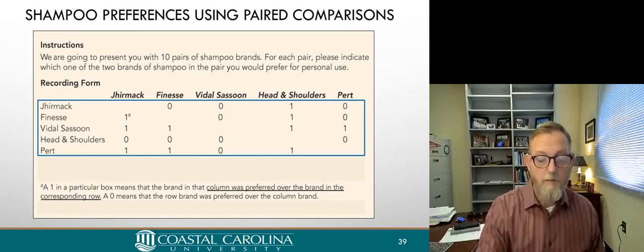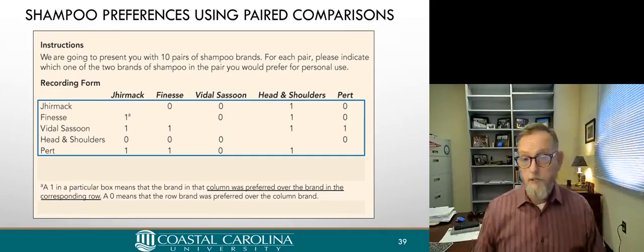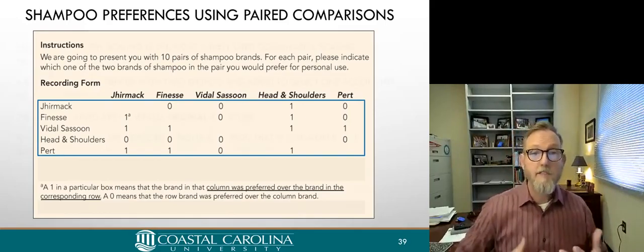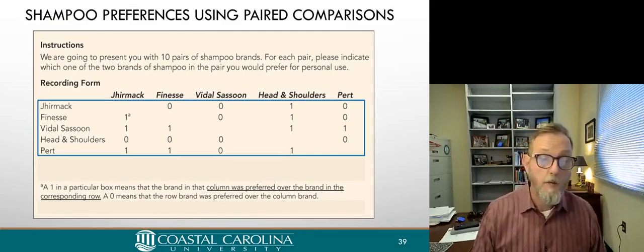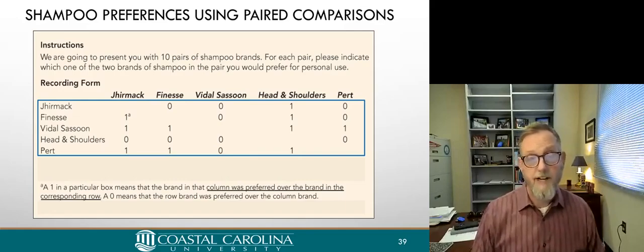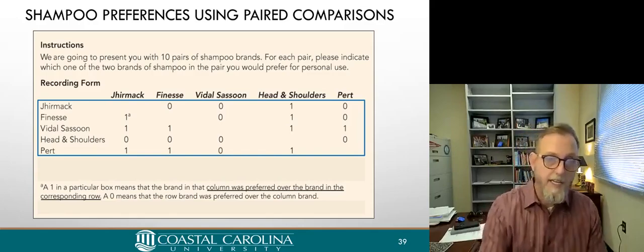Okay, so preference ranking, though. Here's an example of using preferences with comparisons. Here, the instructions would be for the respondent to pair 10 different shampoo brands. Put in pairs. For each pair, indicate which brand you like the best. So in other words, the respondent is going to see, in this case, Germac and Finesse, and they will look at these two and be asked, which of those two, Germac or Finesse, do you prefer?